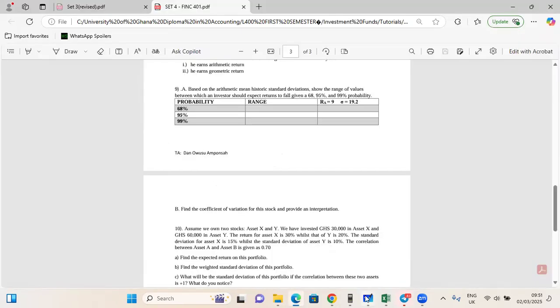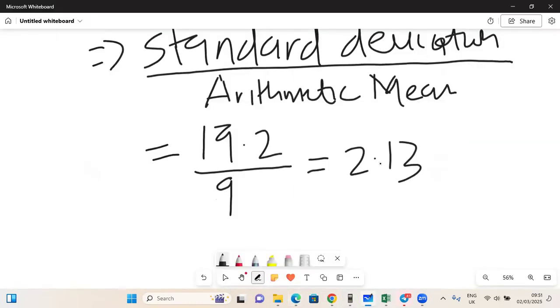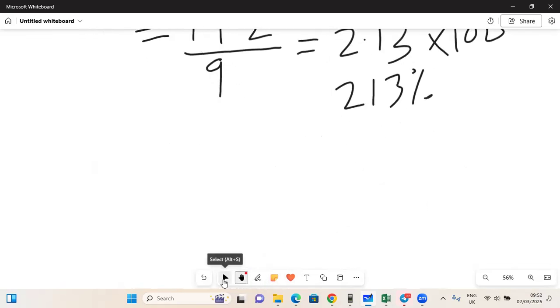And now they are telling us to provide an interpretation. So the interpretation here is that for every unit of risk, for example, return is going to be more than 200%. So it is more or less like risk and return. Whatever you risk, you are going to get 2.13. When we multiply by 100, you are going to get 213%. Which is actually good. If you are risking, you are getting 213%. It's actually good for your portfolio, right?